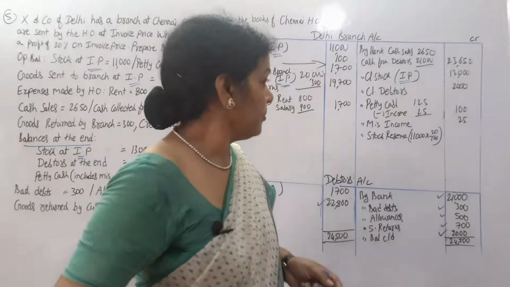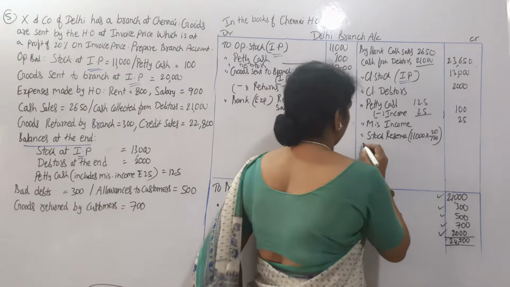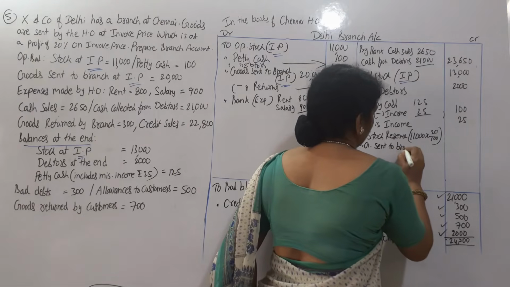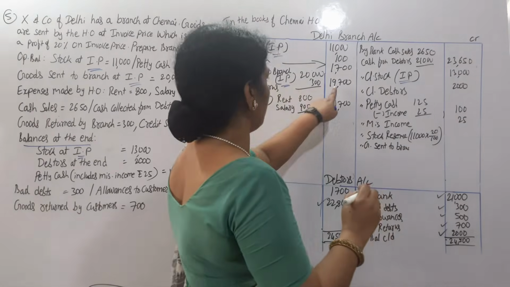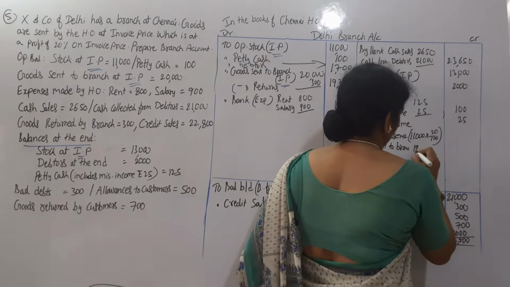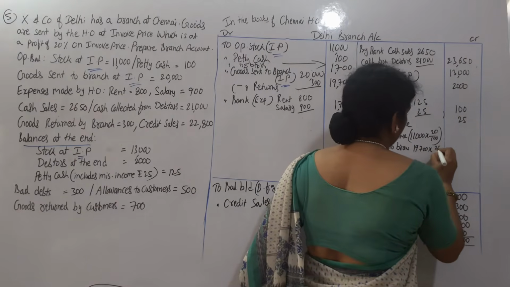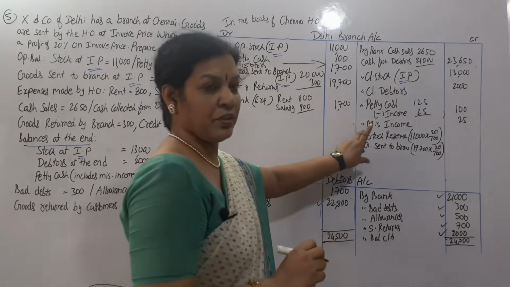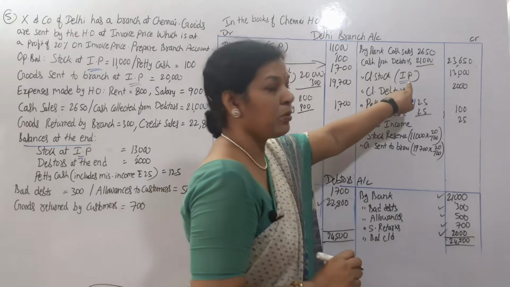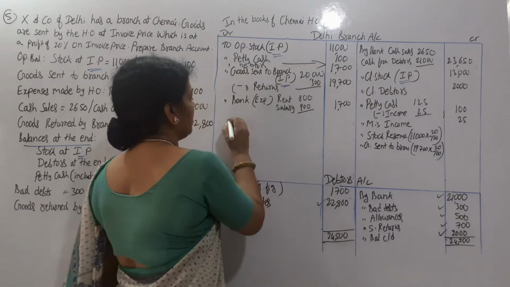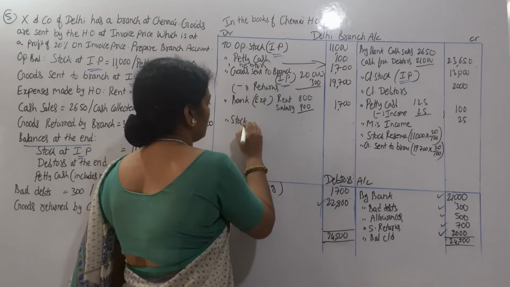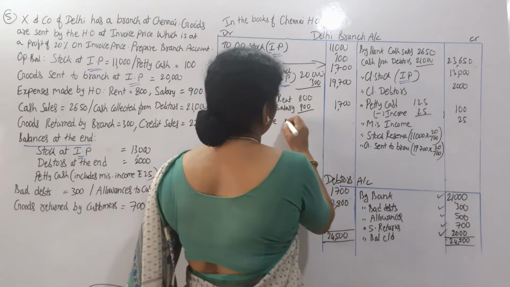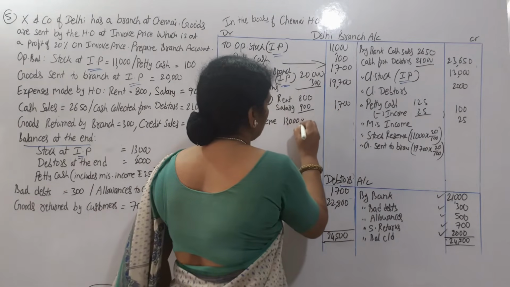In the same way, goods sent to the branch. So this amount is 19,700, into 20 by 100. So opening stock, goods sent to the branch, and here at invoice price we have closing stock. So that we are writing on the debit side, stock reserve. Amount is 13,000 into 20 by 100.